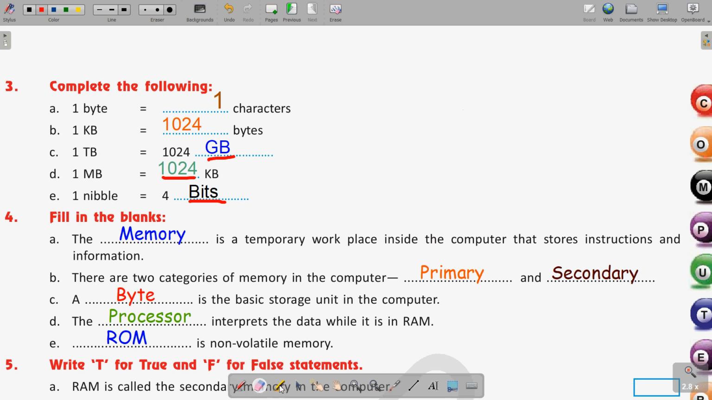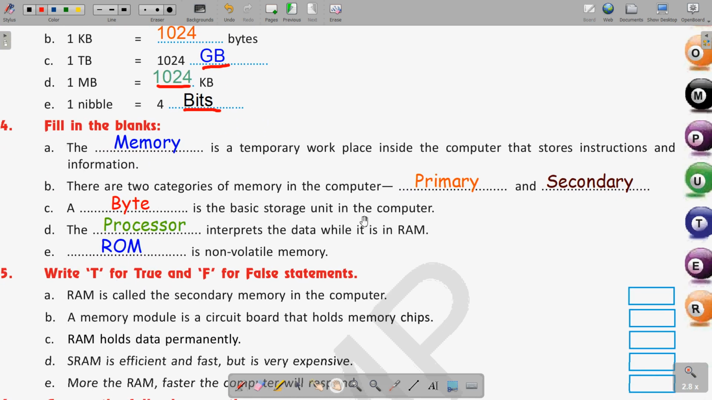Now let us see the filling the blanks question as well. So question number 4, it is filling the blanks. The first one is A. The blank is a temporary workplace inside the computer that stores instructions and information. So what will be here? The answer is memory. Memory is the temporary place which holds the different instructions or information. Clear? So memory is the temporary place where the instructions are saved.